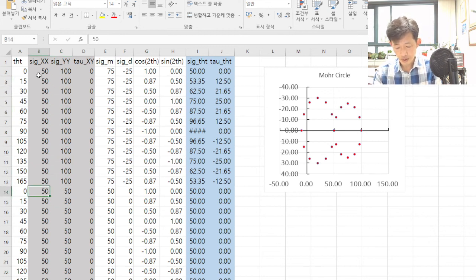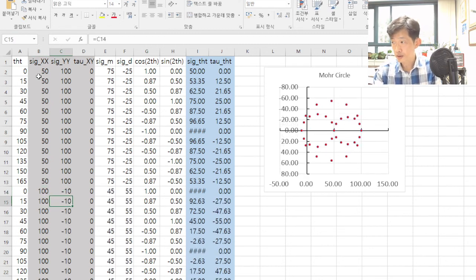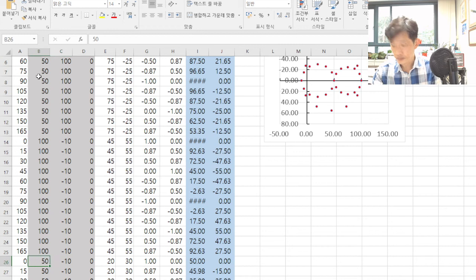And then for the second one, let's work on the yz plane. Then sigma y is 100, sigma z is equal to minus 10, because this is the pressure. And then let's work on the third one. Sigma z is equal to minus 10, and then sigma x is 50.